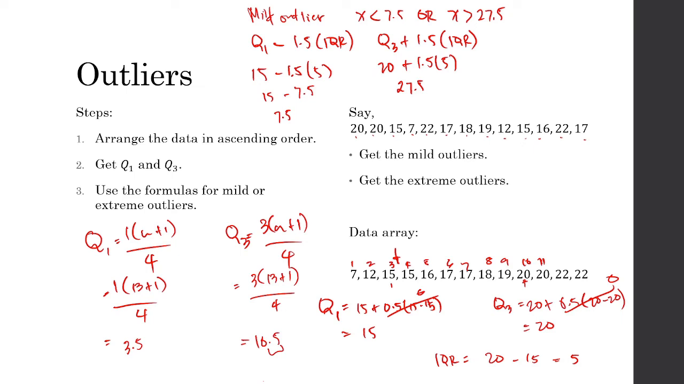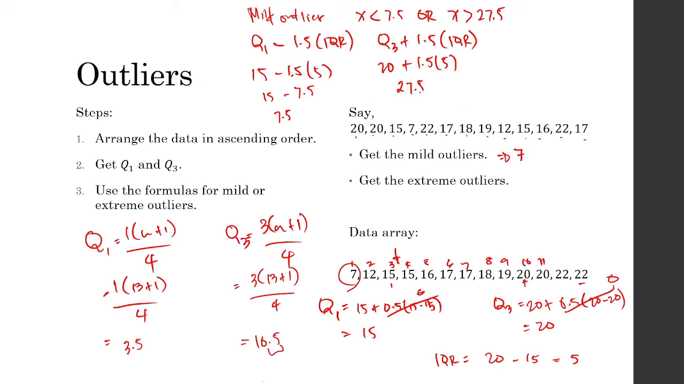Ay, meron pala. Okay. Less than 7.5 and we have here 7. So that is one of our mild outliers. Bakit natin consider na mild outliers yung ating 7? Kasi 7 is less than 7.5. Do we have values that is greater than 27.5? None. So meaning to say we have here mild outlier, which is actually 7. So that is 1. So how about the extreme outliers?